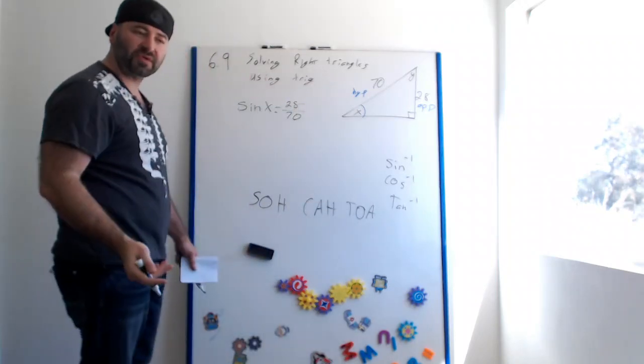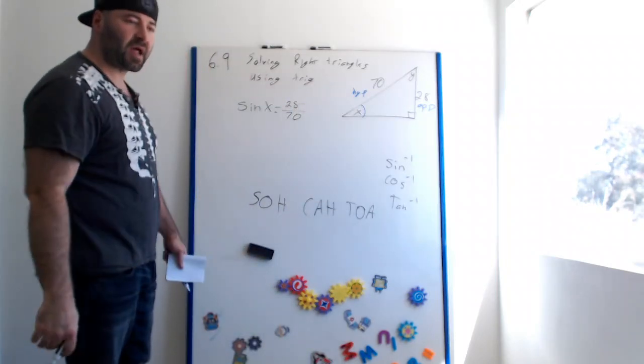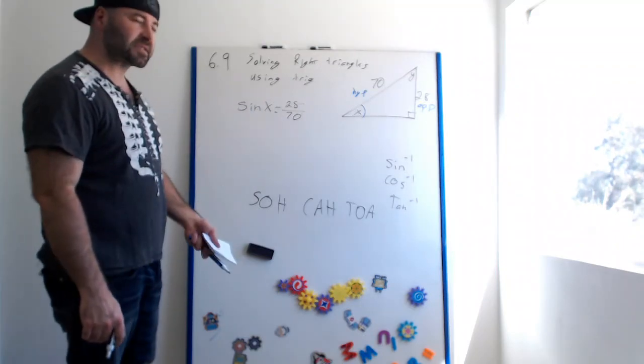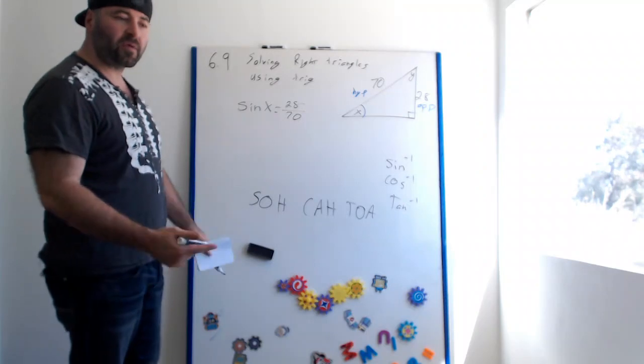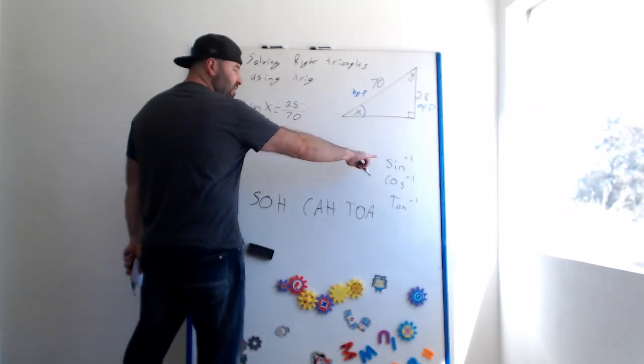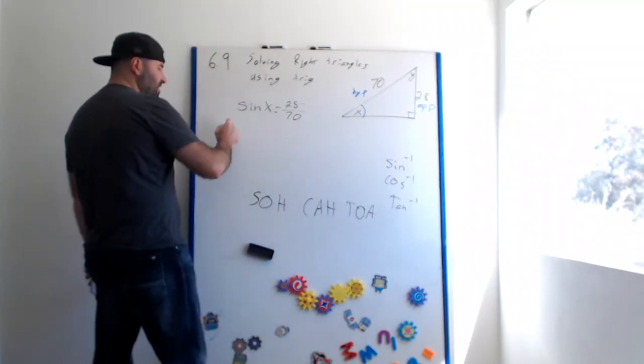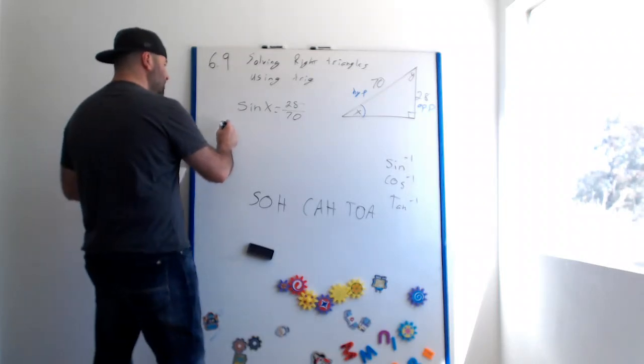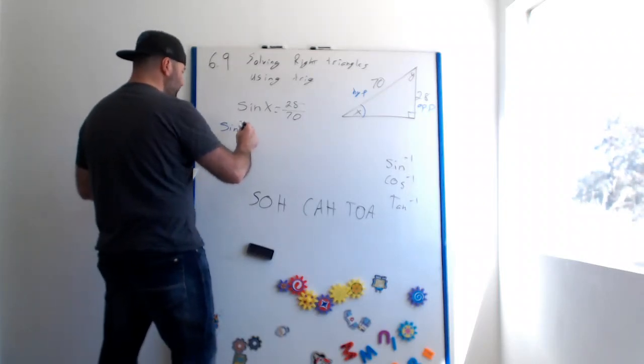Again, you could reduce the fraction if you wanted to, not much of a reason to. So now if we want to solve for X and get X alone and find out what that angle measure is, again, that's when we use the inverse trig functions. So now I'm going to hit both sides with the inverse sine function.